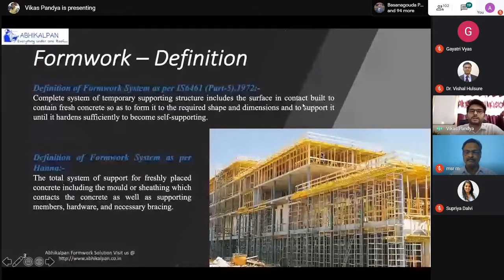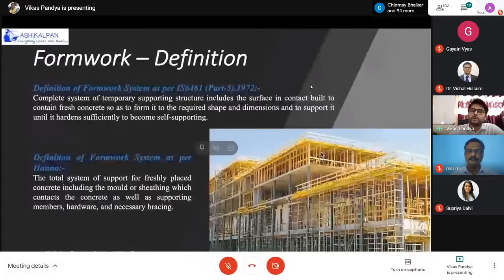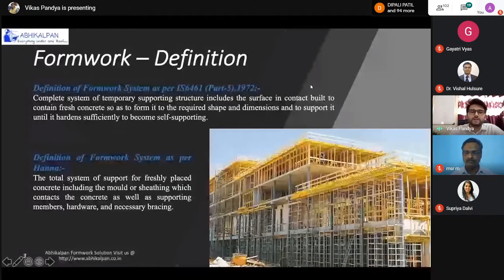Then we'll see the different types of formwork system. This is a broad classification of formwork systems. Formwork is classified into majorly two parts. The one is horizontal formwork system and the other is vertical formwork system. So we'll look at the horizontal formwork system first. Horizontal formwork system, also known as centering, is further divided into three parts. The handset system, which we can handle manually. We don't need cranes or any hoisting equipment.